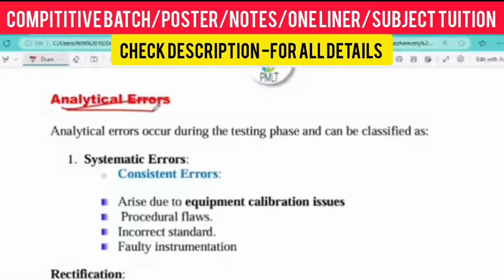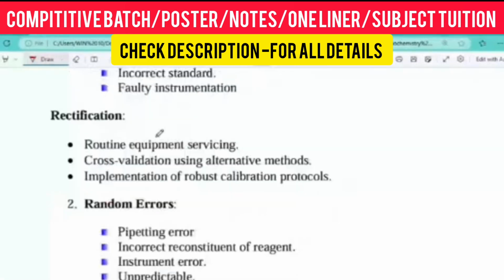No, sir. Okay, fine. Now we are coming to the analytical section. Analytical error means the kind of error that basically happens during the test. Whenever the tests are happening, there might be some kind of error, right? That is called analytical error. And within analytical error, there are two types: one is systemic and the other is random.